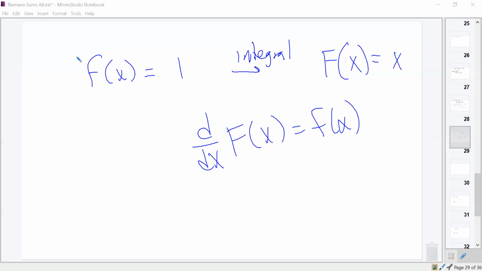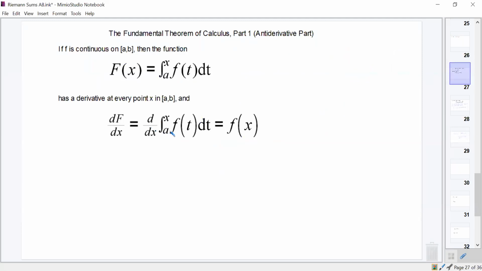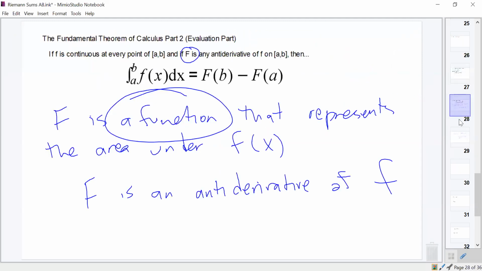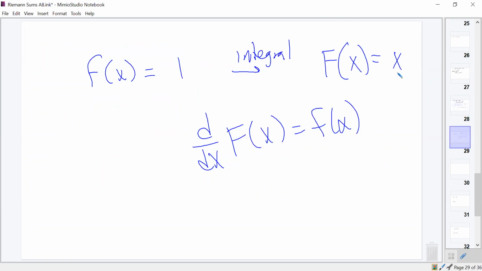So what we did here was I just picked some simple function, little f of x is equal to 1. And I said, what's the integral of that? What's the antiderivative? What's a function that represents the area underneath this curve, f of x equals 1? And the answer is x, because if I take the derivative of x, well, then I get 1. And that's the first part of the fundamental theorem of calculus, that the derivative of the integral should just be the function. And so here, if I take the derivative of this thing that I'm claiming is the integral, I should just get my function. I should just get 1.